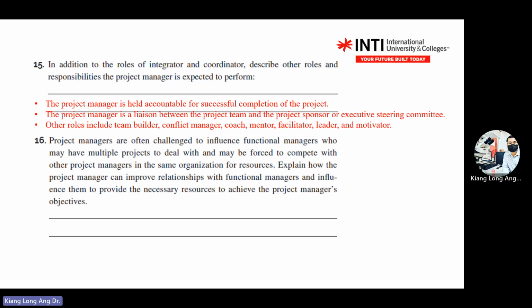Okay. 16. Project managers are often challenged to influence functional managers who may have multiple projects to deal with and may have to compete with other project managers in the same organization for resources. Explain how the project manager can improve the relationship with the functional manager, which is the main role of the project manager, and influence them to provide necessary resources. Hey, share your project, share your resources. Let me use your people to achieve the project manager's objective.